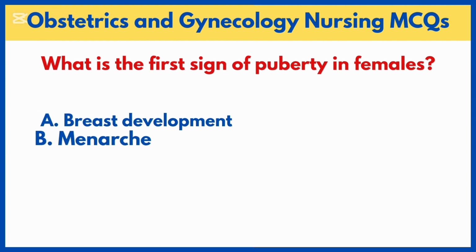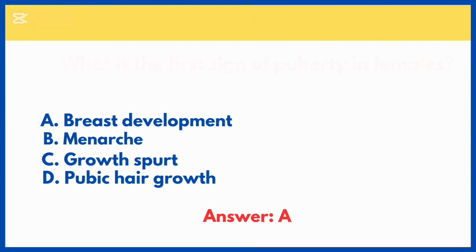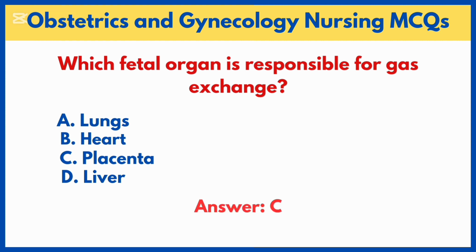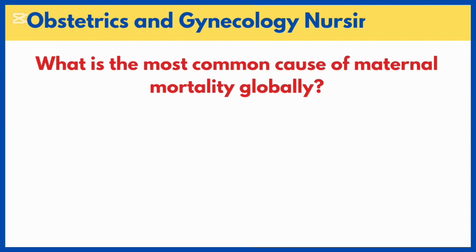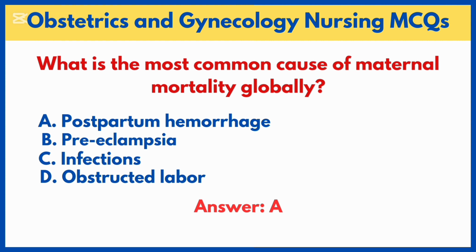What is the first sign of puberty in females? Correct answer is option A, breast development. Which fetal organ is responsible for gas exchange? Correct answer is option C, placenta. What is the most common cause of maternal mortality globally? Correct answer is option A, postpartum hemorrhage.